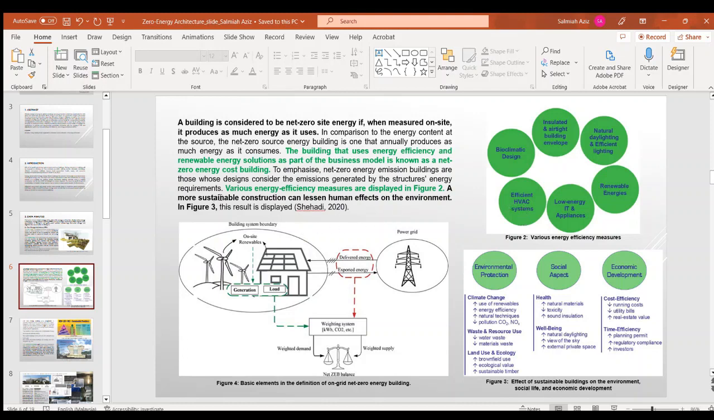A more sustainable construction can lessen human effects on the environment, as in figure 3. So this is figure 3, this result is displayed.